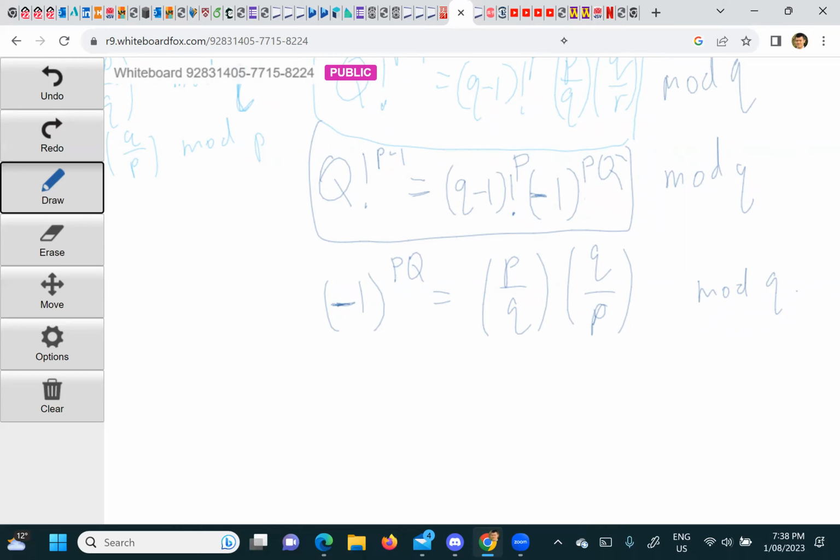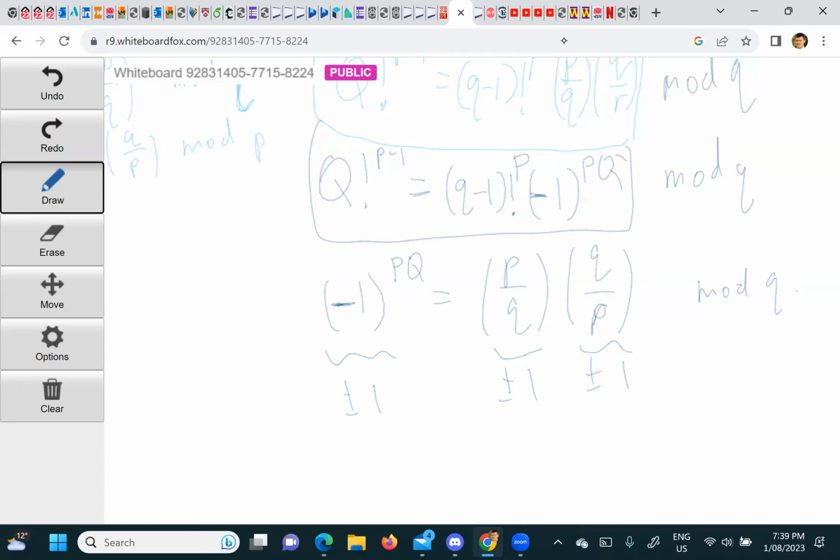So this number here is either 1 or minus 1, and this number here is either 1 or minus 1, right? And mod Q can tell the difference between that, yeah? And then obviously this number here is either plus or minus 1, right? So knowing it's true mod Q is enough to know it's just true. Does that make sense? Yeah.